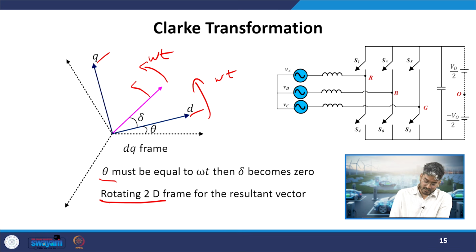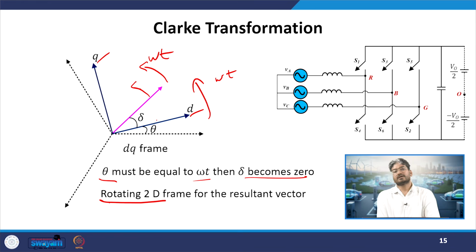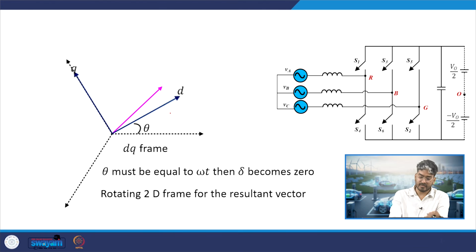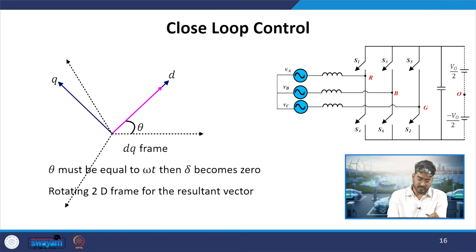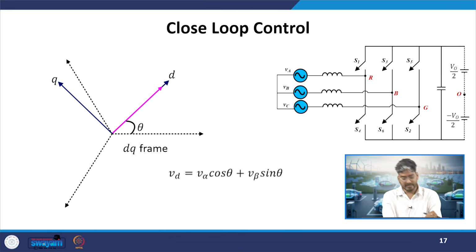So theta must be equal to omega t, then delta will become equal to 0 if they are rotating at the same speed. We are considering that the resultant is aligned along the d axis when omega t is equal to 0. Then the d component will always have a finite value and the q component will always have a 0 value. So we get two DC values over here.